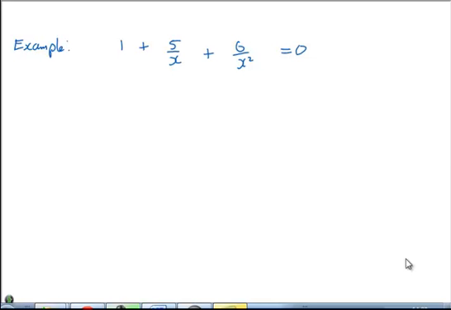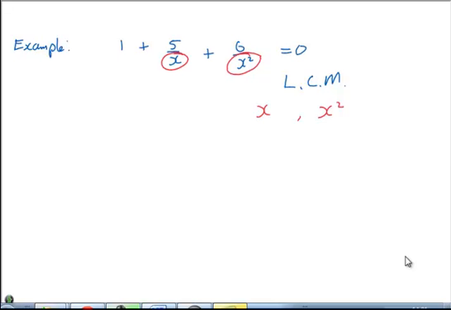So for this question here, we've got 1 plus 5 over x plus 6 over x squared is equal to 0. With all these quadratic equations in fractional form, we have to multiply both sides of the equation by the lowest common multiple. Now, the two things that are under the lines in this case are x and x squared.